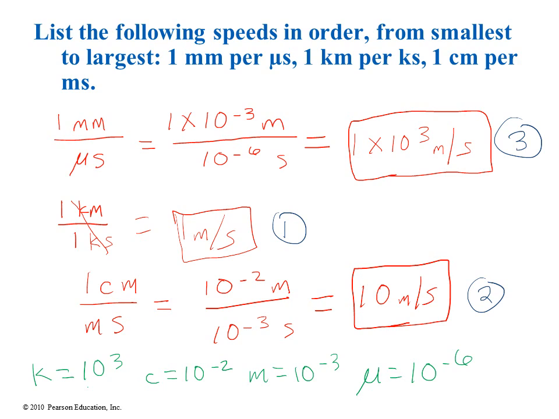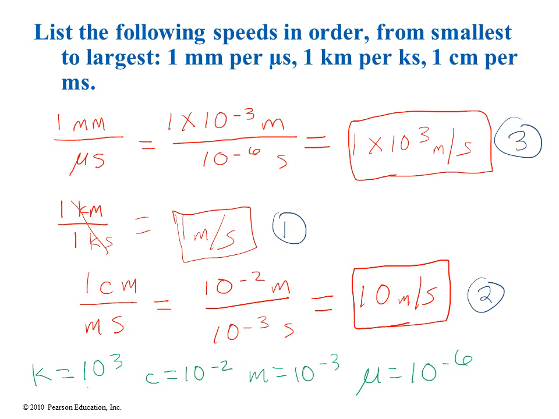All right, so here's a practice problem. Which one is moving the slowest to the fastest? So it says smallest to largest. This is called a rank order problem. So we have something moving 1 millimeter per microsecond, 1 kilometer per kilosecond, and 1 centimeter per millisecond. So I have the prefixes written on the bottom for you. I got them from the front of the textbook.